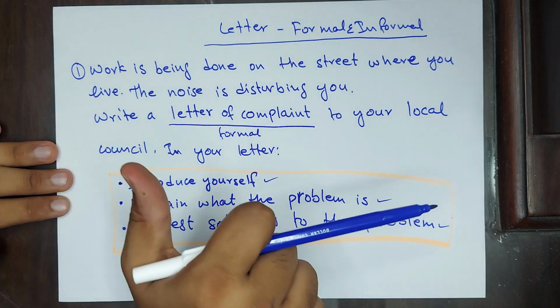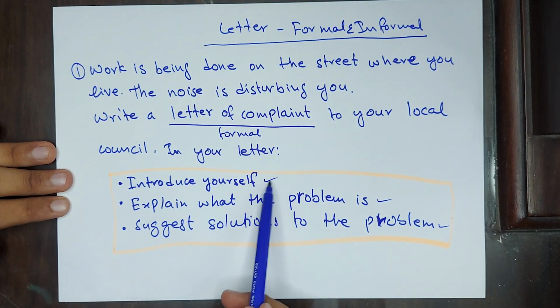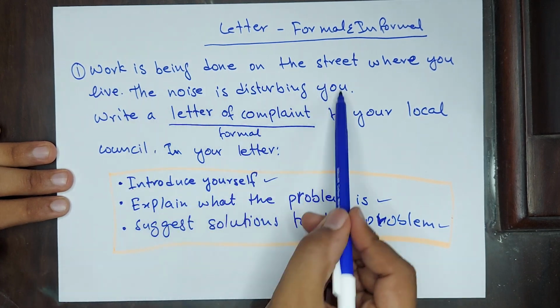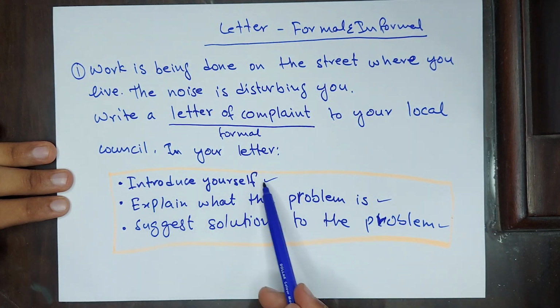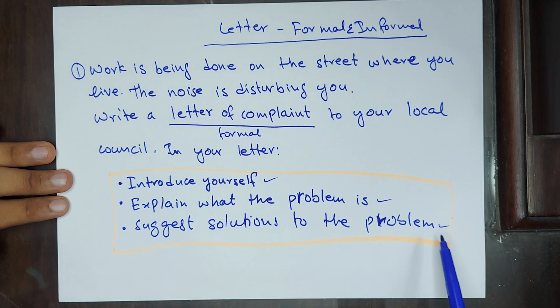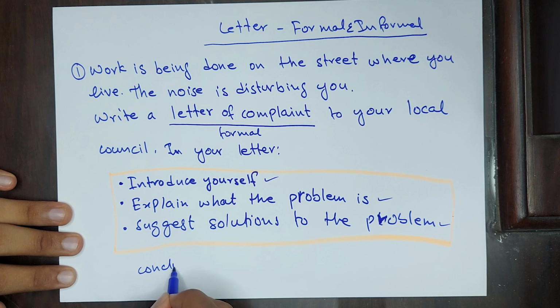So the first one is basically the situation. It's just rewriting this into your own words. The second one is introducing yourself. The third one is the second bullet point. The fourth paragraph is the third bullet point, and the last one is going to be the conclusion.